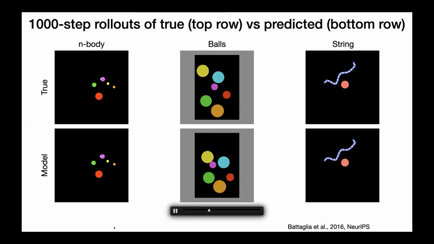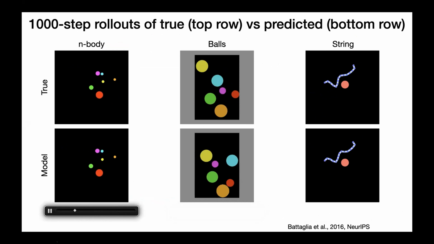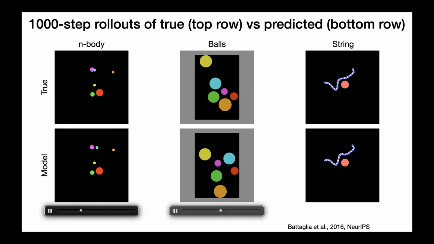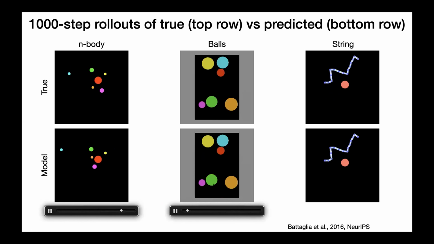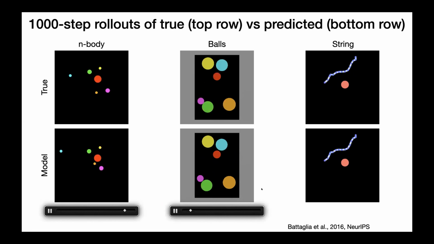We also have truth on the top and model in the bottom. You can see the balls bouncing within 4 walls is really difficult to model. It turns out that's actually one of the hardest systems for us to roll out because it's so chaotic. A tiny error on one step is going to explode quickly.